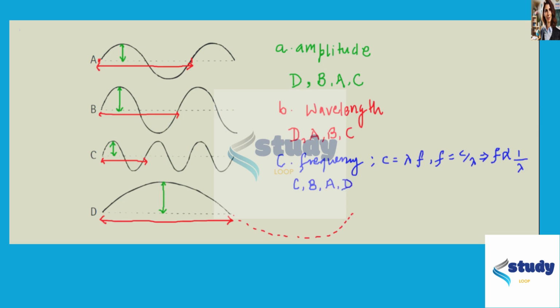All right. Now let's move on to part D, and that is period. For period, that is the reciprocal of frequency. So again, we reverse the frequency. So that will be again D, A, B, C. All right. So we have ranked in the order from most to least for amplitude, wavelength, frequency, and period.